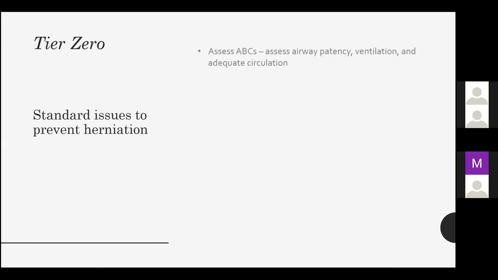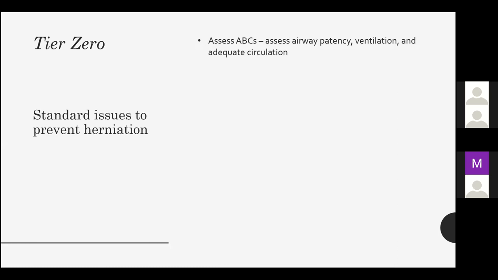If you see a patient in the ER or in ICU, and you're called, that patient is having raised ICP, or ICP is going above 20 or 25, you start from ABC. Assess the airway patency, check the ventilation, whether the patient is adequately being ventilated or not. And the third thing is circulation, whether the patient is hemodynamically stable or not. If the patient is having low MAP, certainly the patient's ICP would rise.